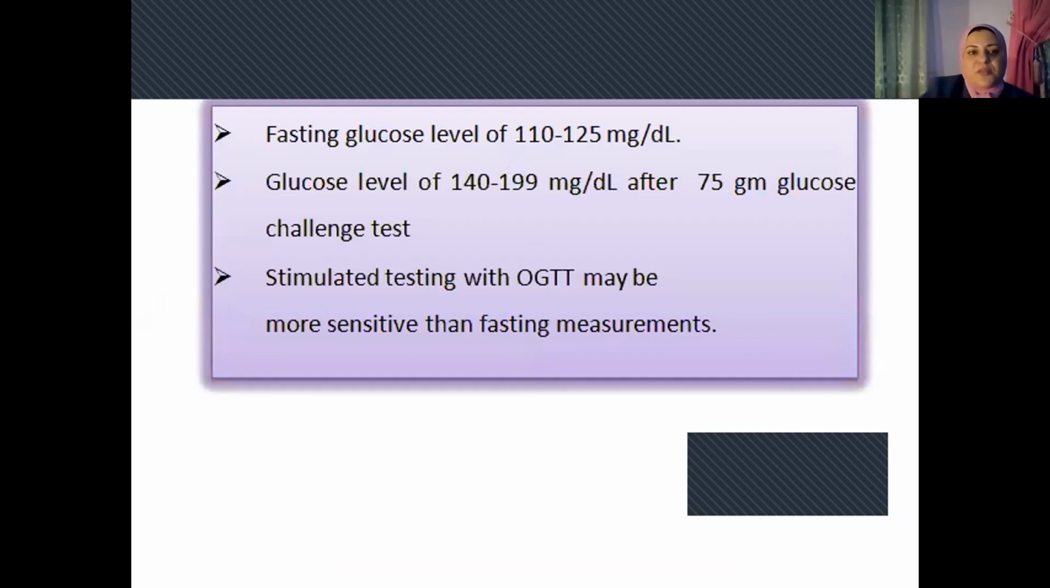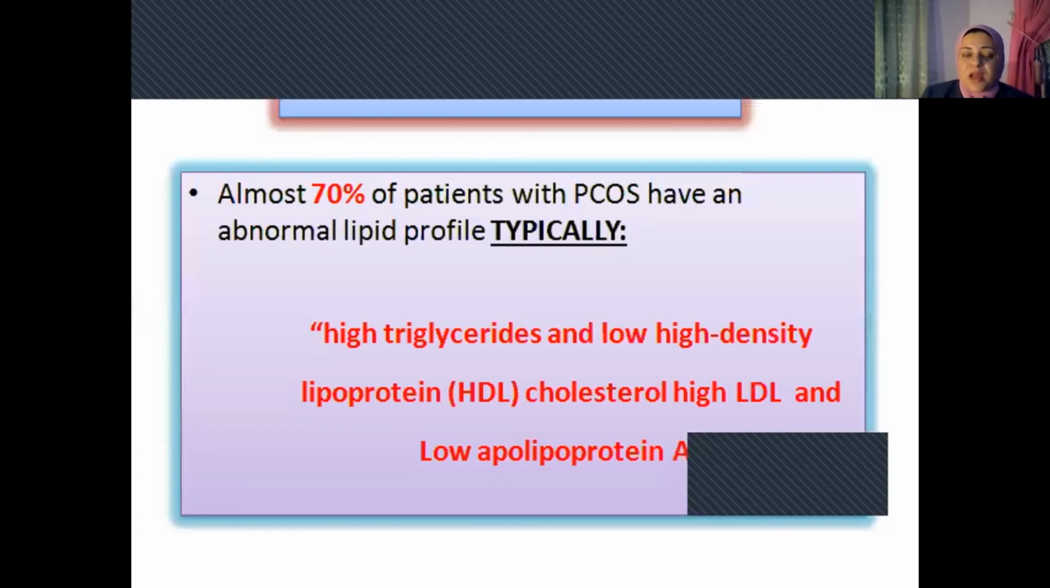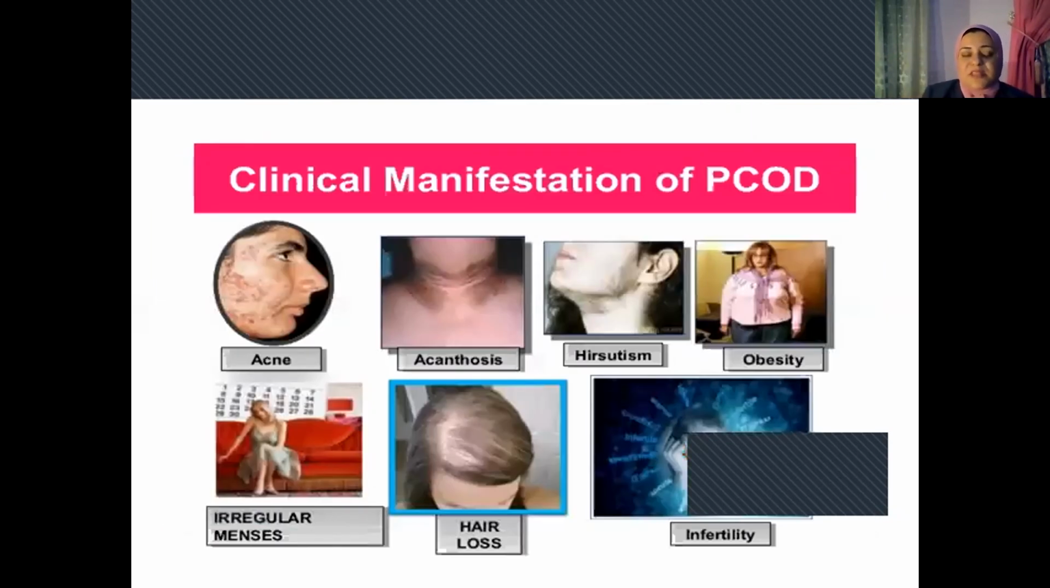The metabolic profile of the patient should be assessed, mainly the fasting blood glucose level and the 2-hour postprandial, and the stimulated oral glucose tolerance test may be more sensitive than the fasting measures. The lipid profile should be assessed because almost 70% of patients with PCO have an abnormal lipid profile: high triglycerides, low HDL, and high cholesterol and high low-density lipoprotein. The clinical manifestations are acne, acanthosis, hirsutism, obesity, infertility, hair loss, and irregular menses, like in these pictures.